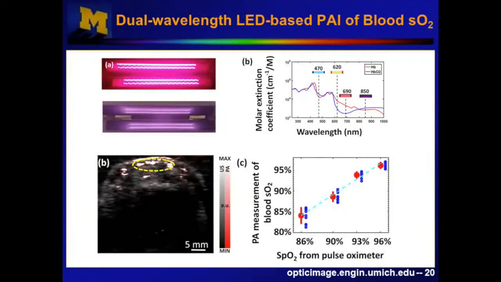The y-axis shows the photoacoustic measurements using the dual wavelength LED-based photoacoustic imaging system, and the x-axis shows the blood oxygen saturation measurements from a pulse oximeter used as a gold standard. As you can see, the photoacoustic imaging using the LED-based system has a very good match with the readouts from the pulse oximeter.